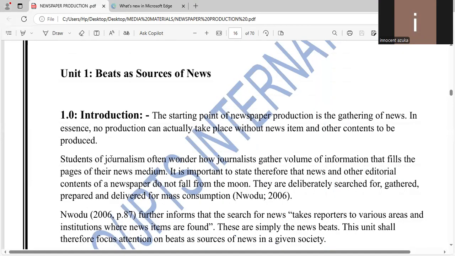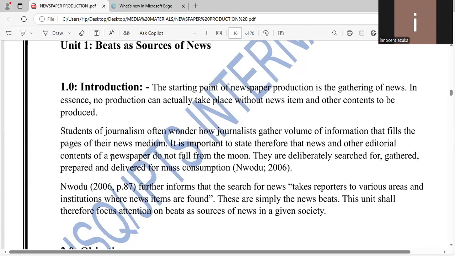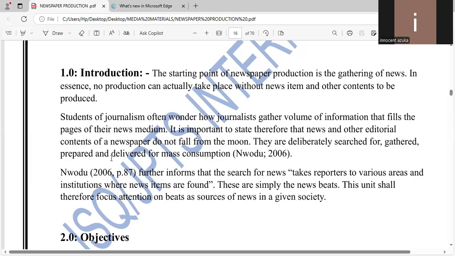So we'll talk about the beat. The beat is one of the sources of news. The starting point of newspaper production is gathering of news. Gathering of what? Gathering of news. In a sense, no production can actually take place without news items and other content to be produced.